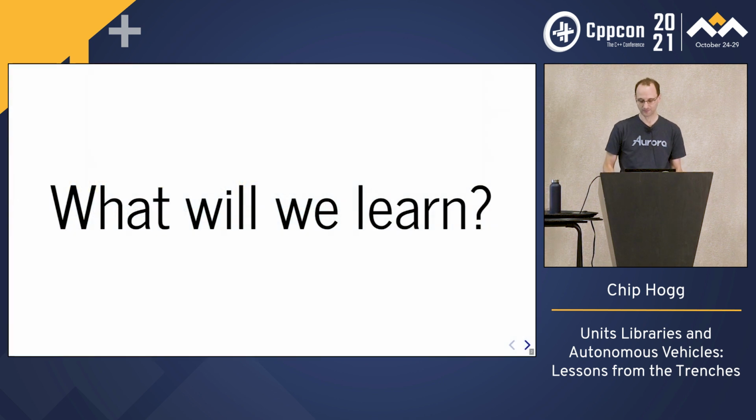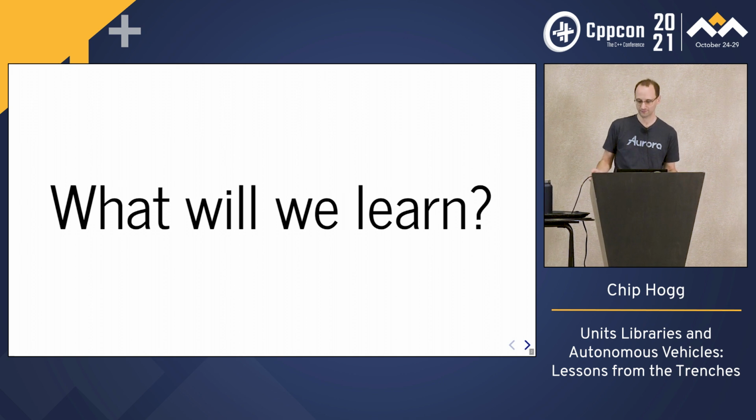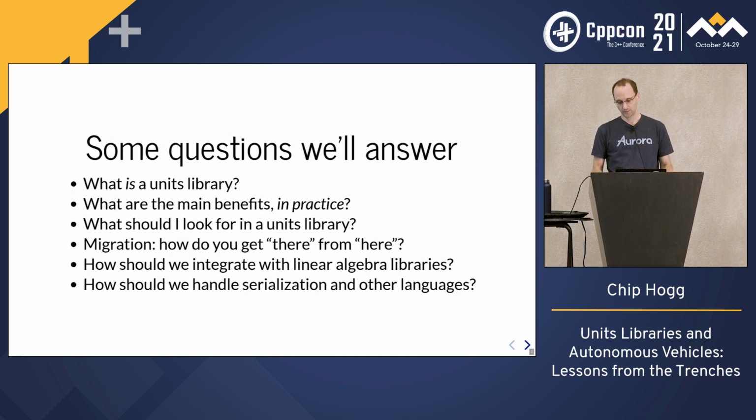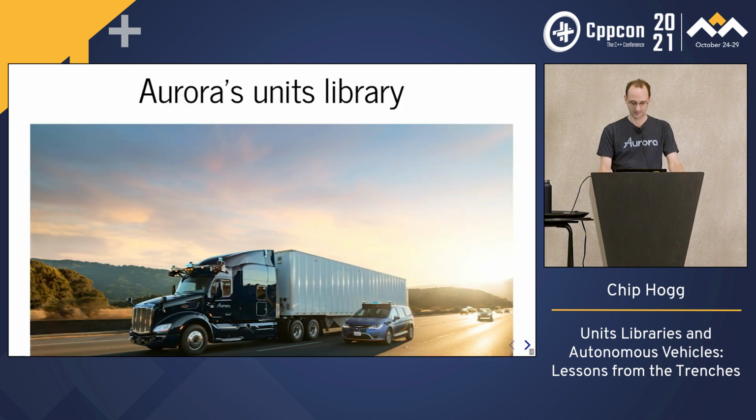So let's start it off with what you should expect to learn from this talk. We're going to get on the same page about what a units library is and what you really gain from it. We'll talk about some traps and pitfalls and some of the interfaces that can protect against them. We're going to share some practical strategies for how to go from no units to units. There's good news here. Finally, we'll get into the nitty-gritty for some specific design questions you're likely to encounter while interfacing with linear algebra libraries and other languages.